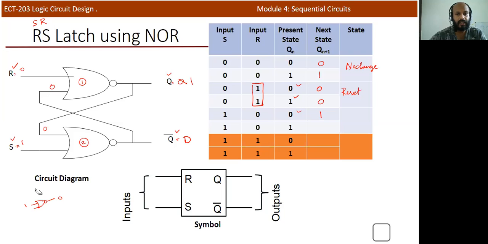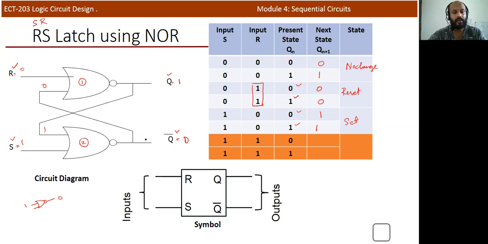So you can see that output Q is equal to 1. Now we can consider the other case, that is Q is equal to 1 and Q bar is equal to 0. If Q bar is equal to 0, both inputs are 0, so the output is 1. It will maintain that state. And Q is equal to 1 and S is equal to 1, so the output will be 0. So it will maintain that particular state, Q is equal to 1 itself. So we can call it the set state.